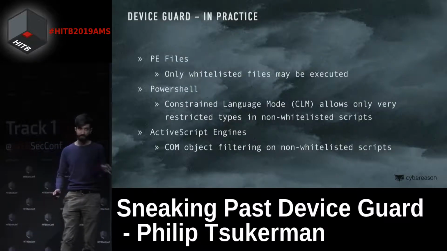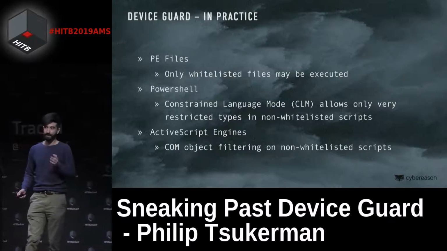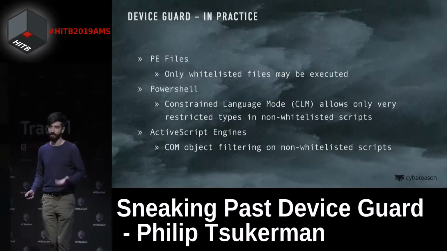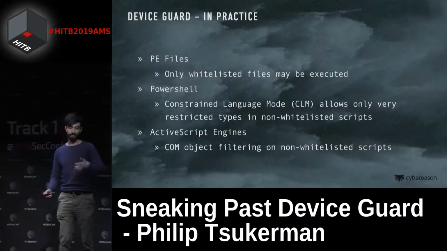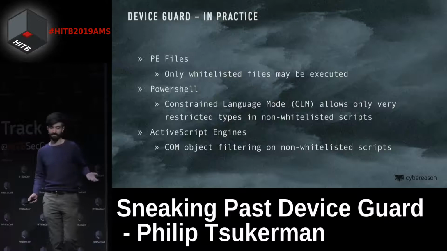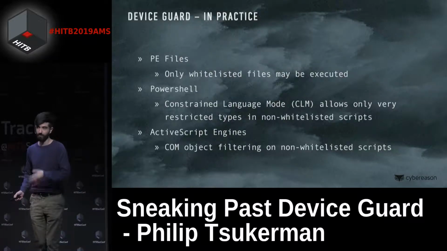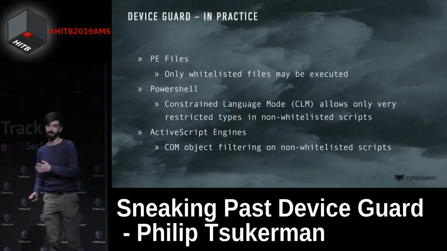Now, let's talk specifically about Device Guard. The way Device Guard implements application whitelisting is by securing a bunch of different ways to run code. Of course, there's the most direct one, PE files. You have EXEs and DLLs, which will not be loaded unless they comply with the policy.